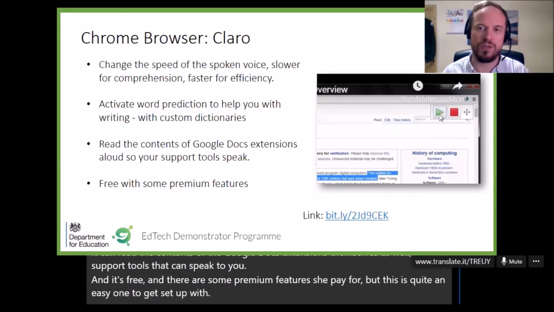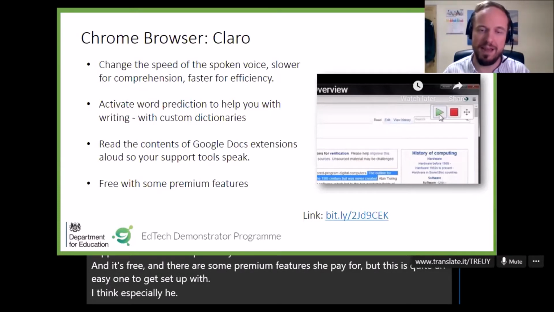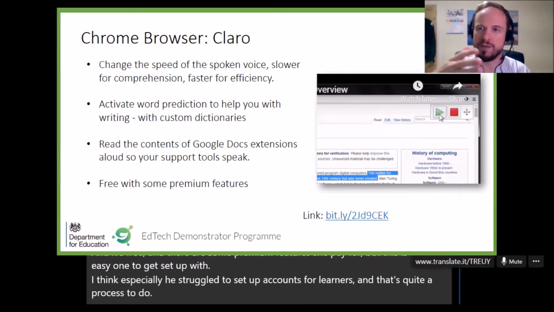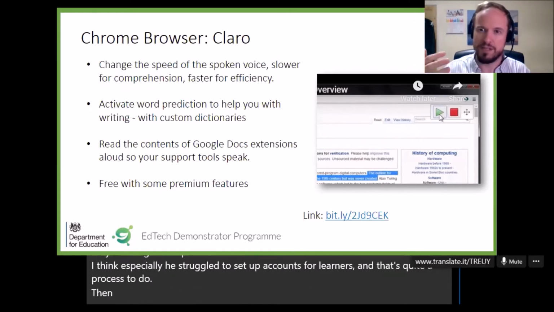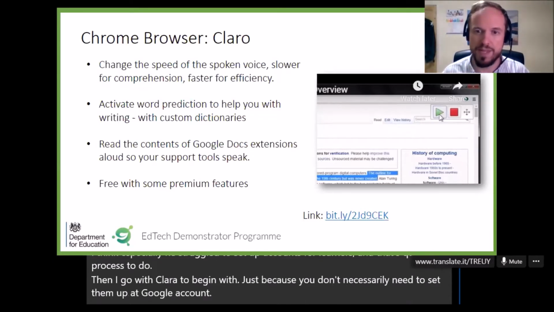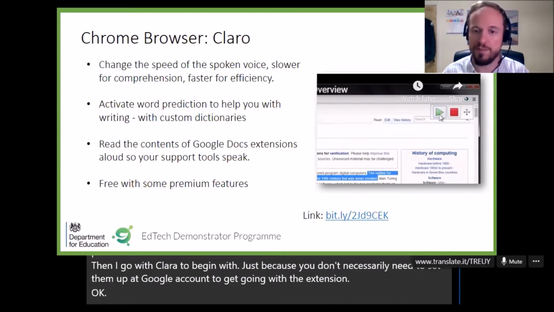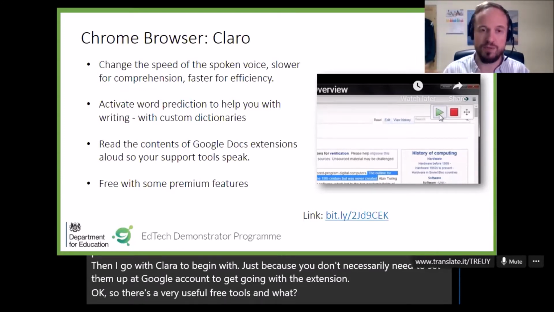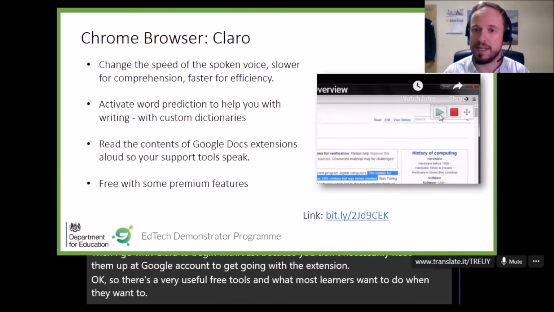I think especially if you struggle to set up accounts for learners, and that's quite a process to do, then I go with Claro to begin with, just because you don't necessarily need to set them up a Google account to get going with the extension. Okay, so those are very useful free tools, and what most learners want to do when they want to read things is read things on the internet. So really good, quick way to get started with that.